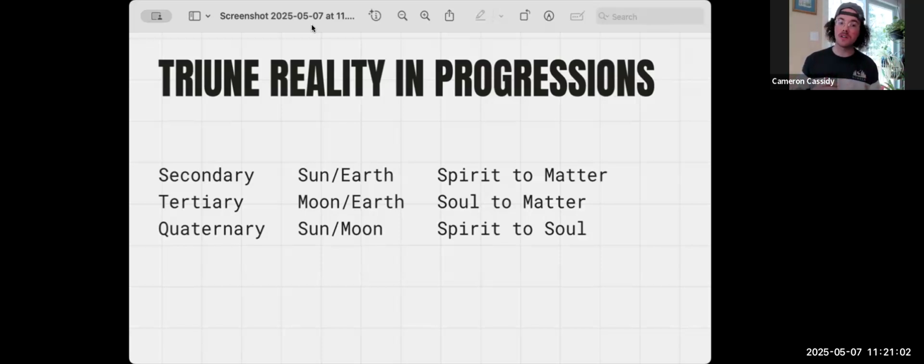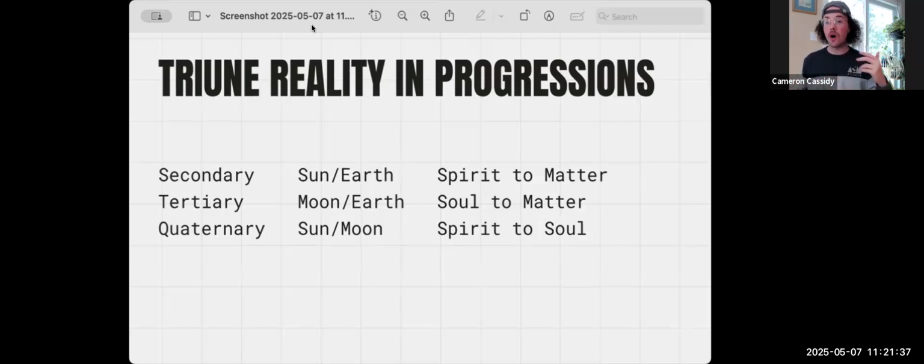And then we have the quaternary scale, which maps a month for a year, therefore connecting the sun and moon. So it's non-physical, and it connects the spirit to the soul. So we get this beautiful metaphysical scheme once we start to analyze how these three scales work with each other and what they mean. So with the secondary, this is about the immortal spark talking to the body. With tertiary, it's about the personality, planetary individuality complex talking to the body.